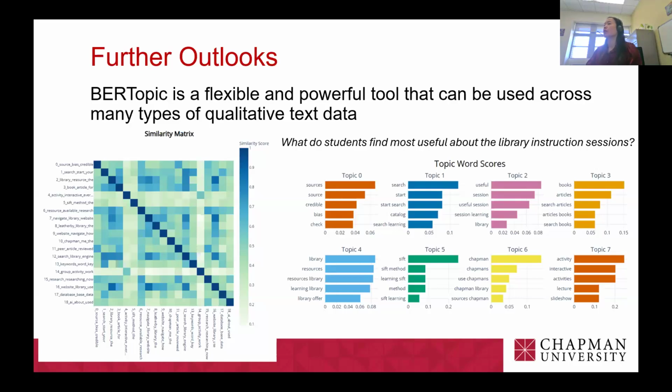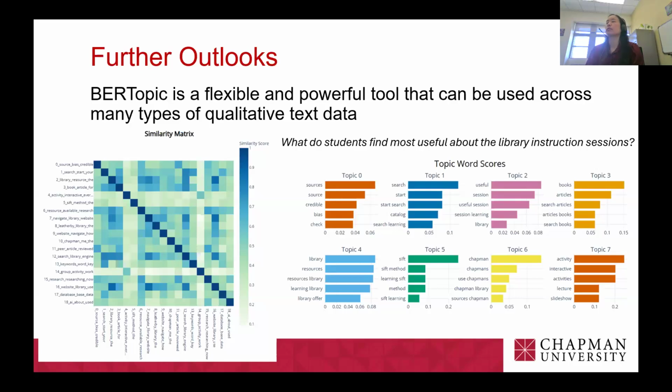So the graph on the right shows the topic word scores. These are the top keywords that students have responded with in the feedback survey. And within each topic, it shows the top keywords for how frequently students mention them. So you can see that students valued learning about sources, search, looking for books and articles, and in topic 5, the SIFT evaluation method for article reliability.